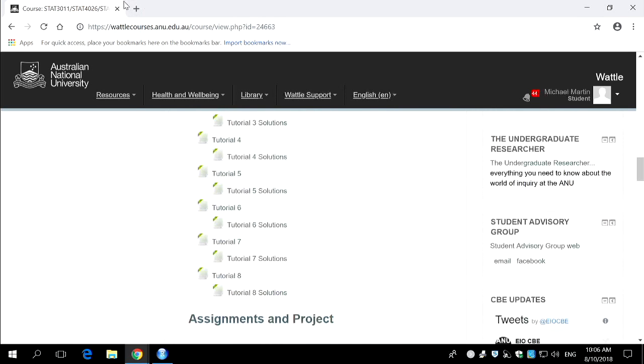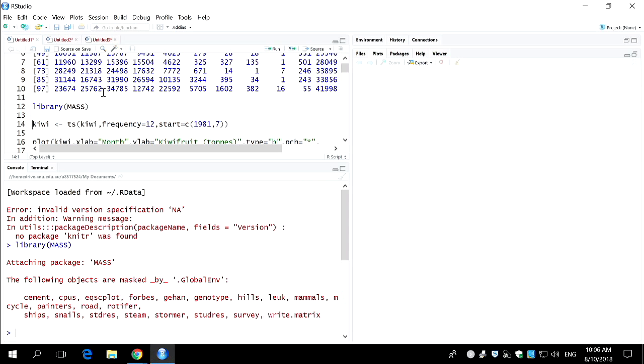Okay, so we're going to start by looking at the kiwi fruit data, and then move on to some of the tutorial data. Again, I know that for most people this is the first time you have done time series, so it's good to spend some time looking at some examples. We have some time. So the kiwi fruit data is monthly data on kiwi fruit exports from New Zealand. It starts in July 1981 and goes on for several years.